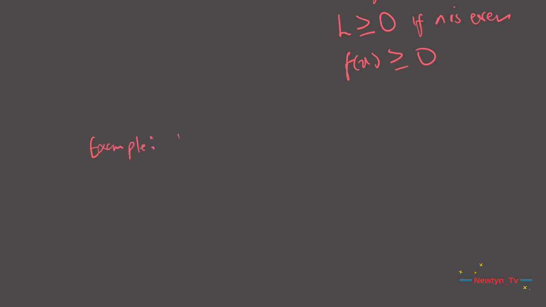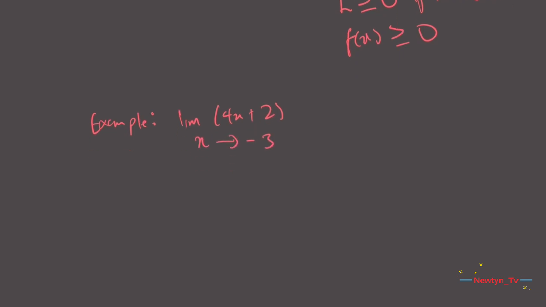So the limit of 4x plus 2 as x approaches -3. Let's apply the limit laws one step at a time to make sure we understand how they work. We need to keep in mind that at each application of a limit law, the limit must exist for the limit law to be applied.